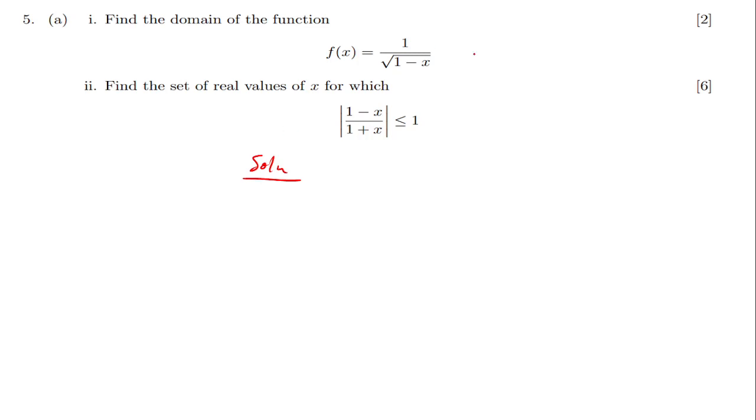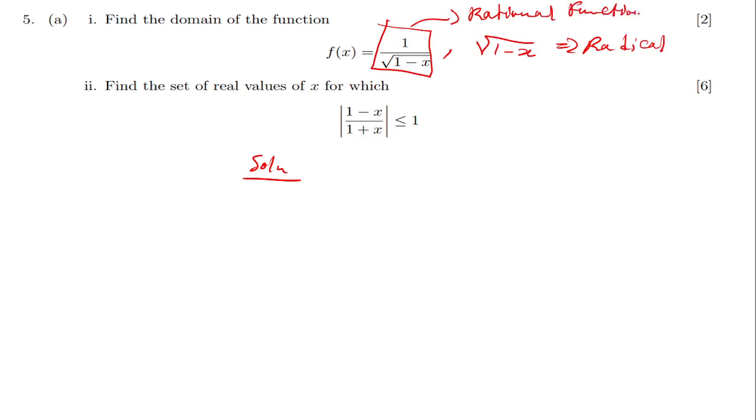There is one part, the square root of 1 minus x, which forms a radical function, and this other part forms a rational function. So this function depends on both, such that you don't need a negative inside the root, and you also don't need a 0 down there.